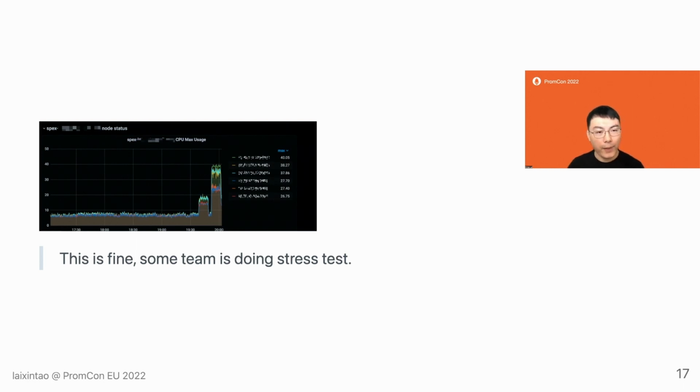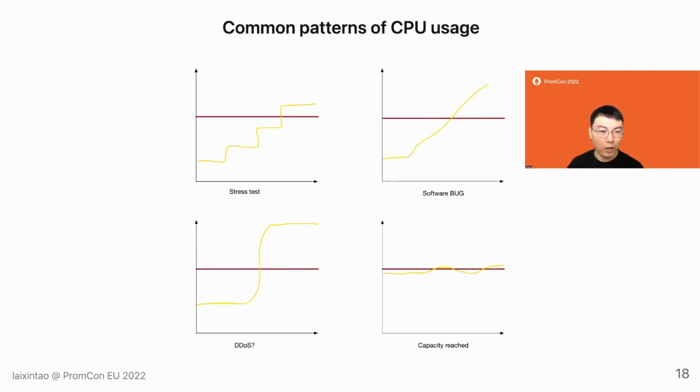And there are other patterns of known issues. For example, the first is the stress test, and the second one is not typical on CPU usage, but it's very typical on memory.